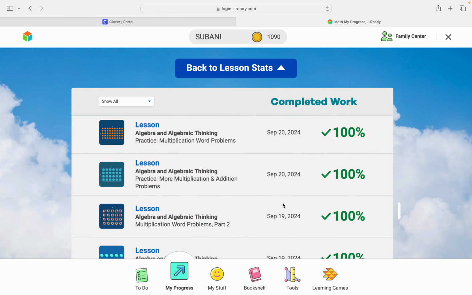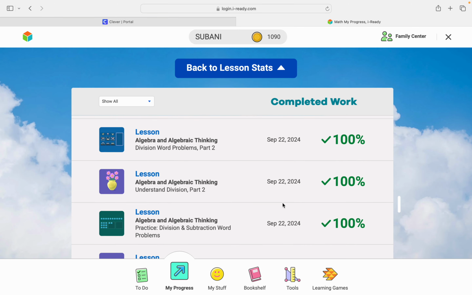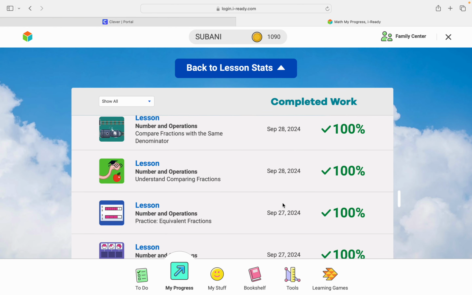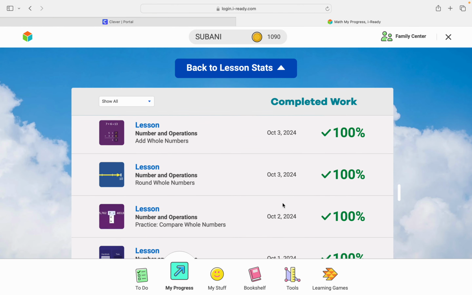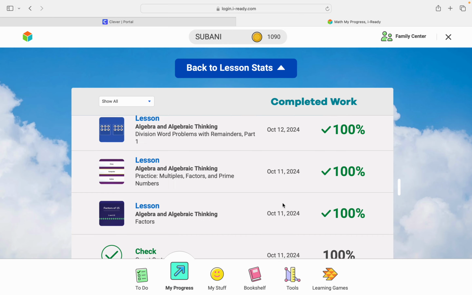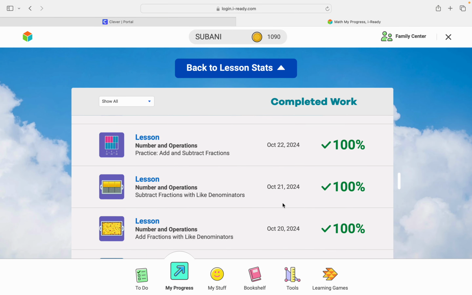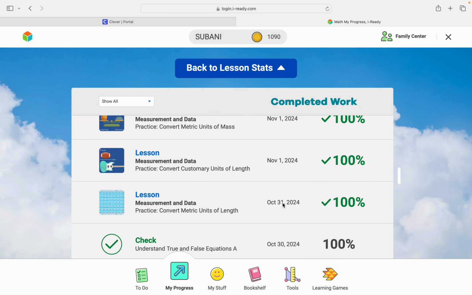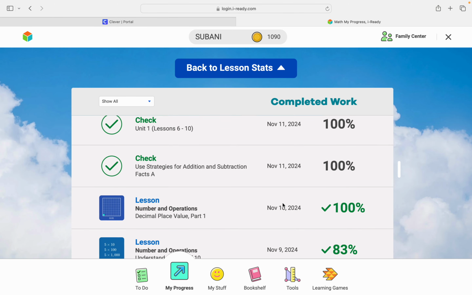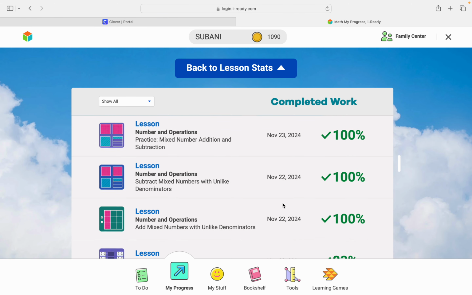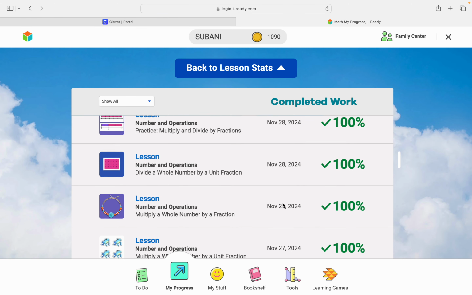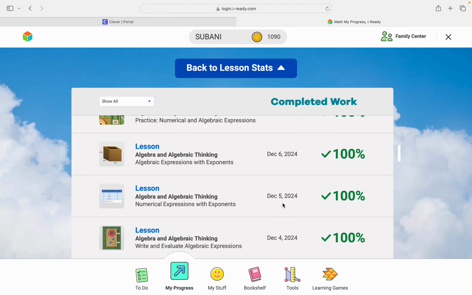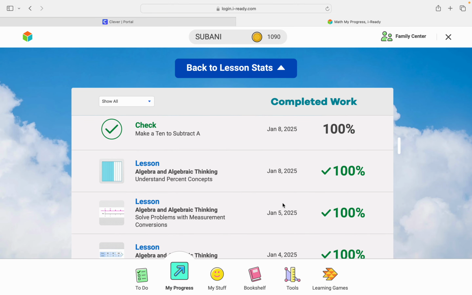See how far we went, Subani? Almost all of them we got 100, some of them not, right? But we didn't get an X. I showed it to my friend and he was like, there's no X's. It's all green. What did your friend say? Wow, it's all green. What did the teacher say?